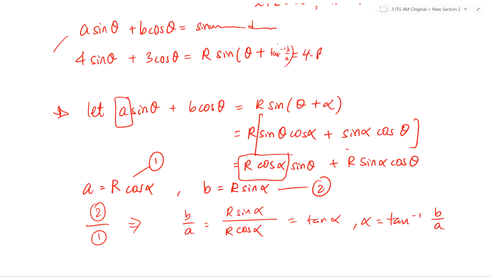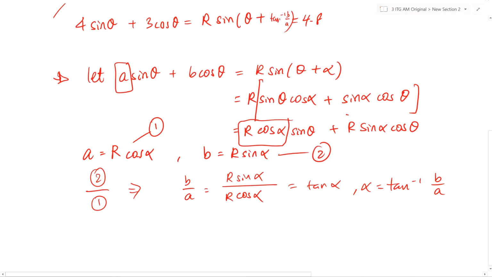And now I still have one more unknown, which is r. How do I obtain the value of r from equations 1 and 2? How to solve? Okay, give you a clue. Let's try using this. What shall we do with equations 1 and 2? Square them. Let's square equation 1 and square equation 2. So I have a square is r square cosine square alpha, and b square is r square sine square alpha. Let's call this equation number 3 and this equation number 4.